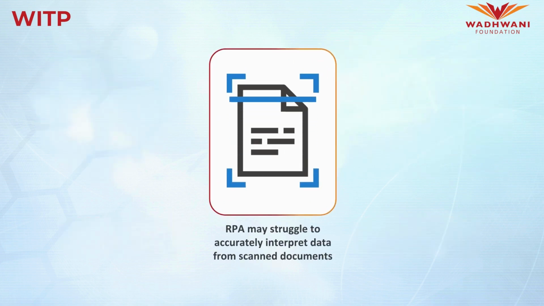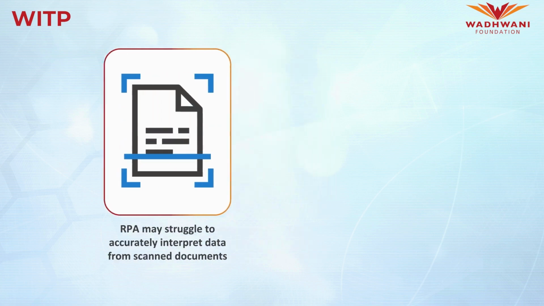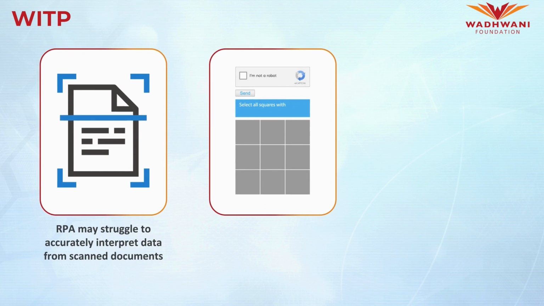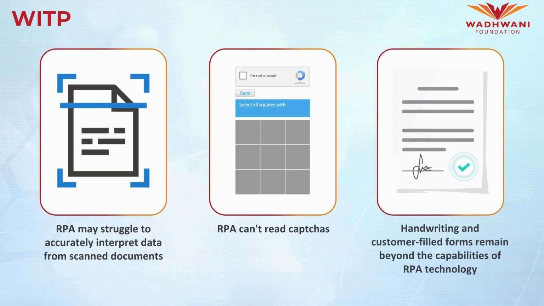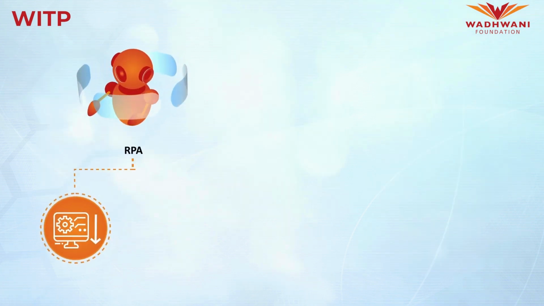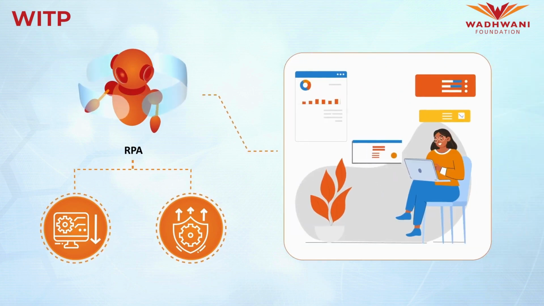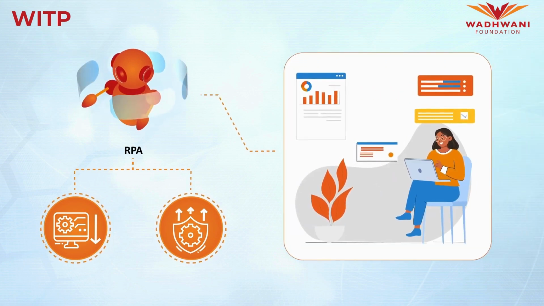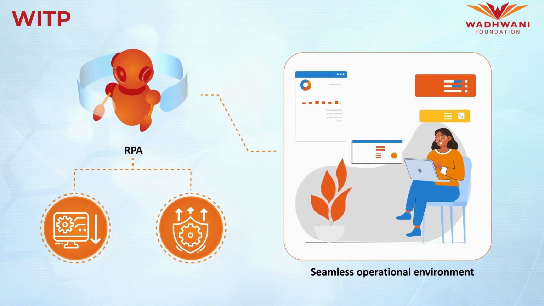An RPA may struggle to interpret data from scanned documents accurately if the document quality is poor due to the large font size or depth. Furthermore, CAPTCHAs are designed to block bots from operating, so an RPA can't read them. Additionally, handwriting and customer-filled forms remain beyond the capabilities of RPA technology. To conclude, RPA can both minimize errors and improve efficiency. And moving forward, it will be critical for creating a seamless operational environment.